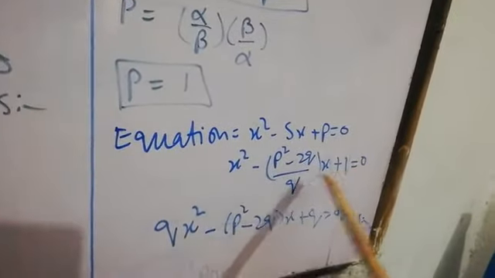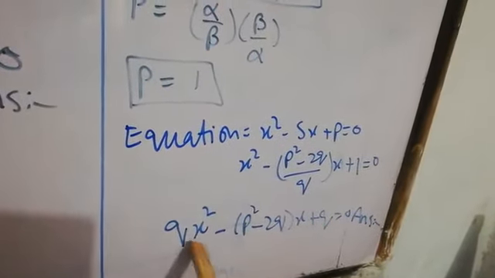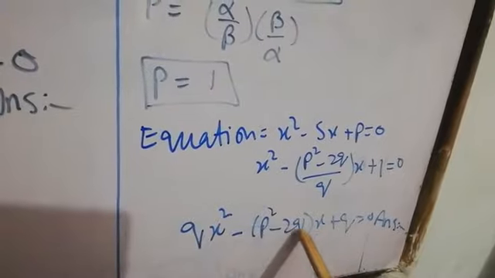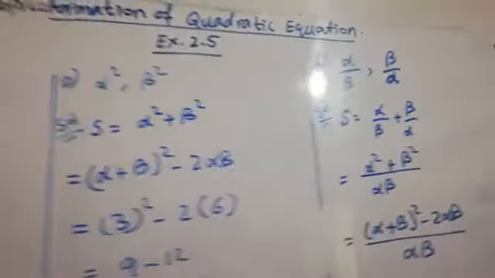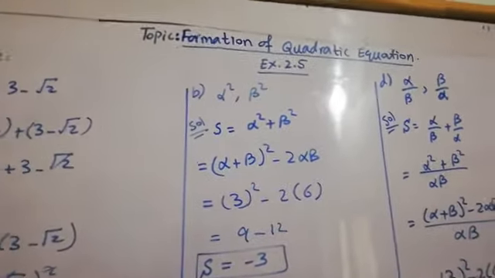So we will multiply the equation by q, all the terms on both sides, so we will get qx square minus p square minus 2q x plus q is equal to 0. This is the answer. My dear students, this is the end of exercise 2.5.